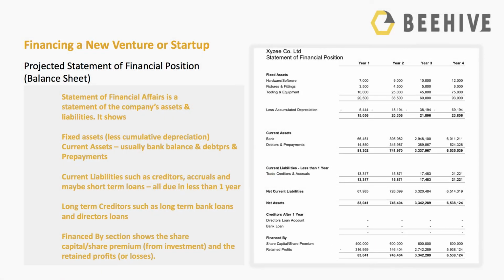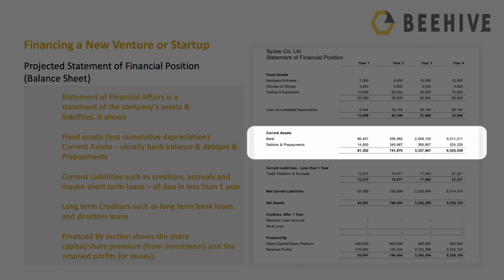The final document is the statement of financial position, sometimes called the balance sheet. This is a snapshot of the company's assets and liabilities at the end of a given period. Some of the key things to review in this document are the bank balances at the end of the period. These should be positive, and ideally a startup should have sufficient funds to sustain the business over the next 6 months or longer. You should also look at any amounts due from customers.